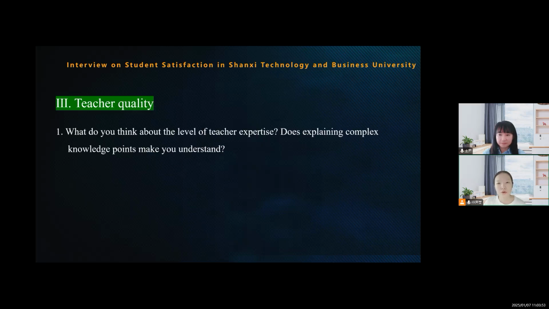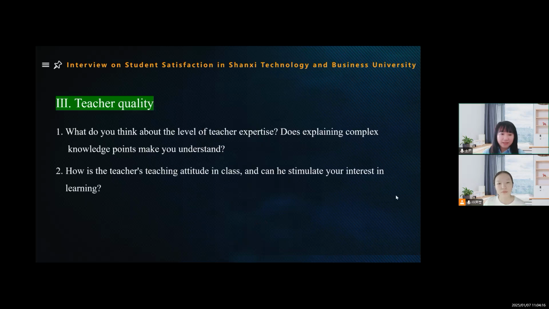The teacher will also use intuitive methods, such as charts, to show the relationship between different ratios, so that we can understand these complex knowledge points more vividly, so that we can skillfully apply them to actual financial analysis.